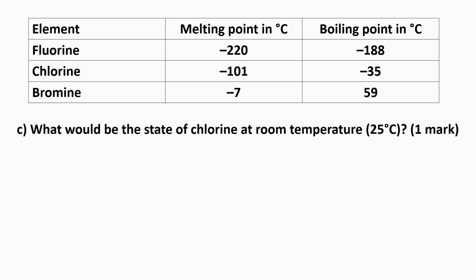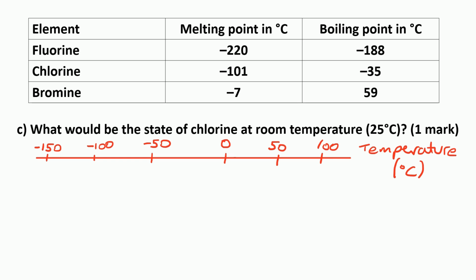Now my first tip is draw yourself a number line on your exam paper. And here I've gone from minus 150 to 0 and then up to 100. And we're going to mark on it the melting point of chlorine, which is minus 101. Then we're going to mark on it the boiling point of chlorine, which is minus 35.